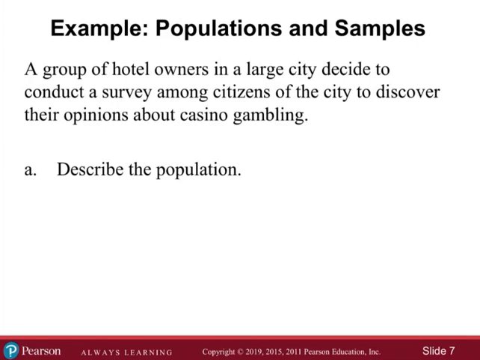So let's see, we have this example on populations and samples. A group of hotel owners in a large city decided to conduct a survey among citizens of the city to discover their opinions about casino gambling. Describe the population.